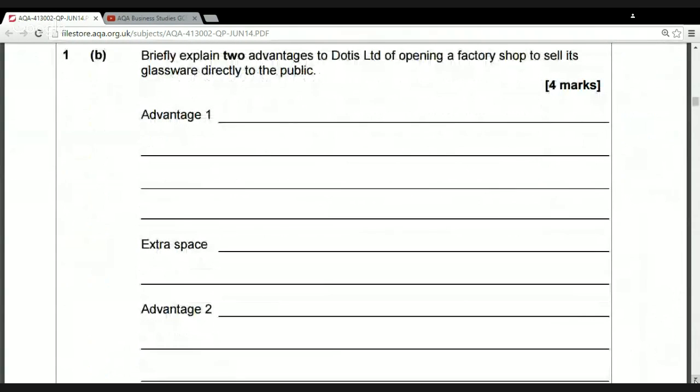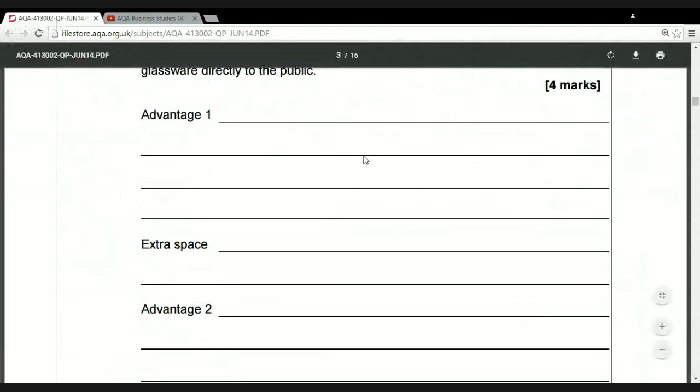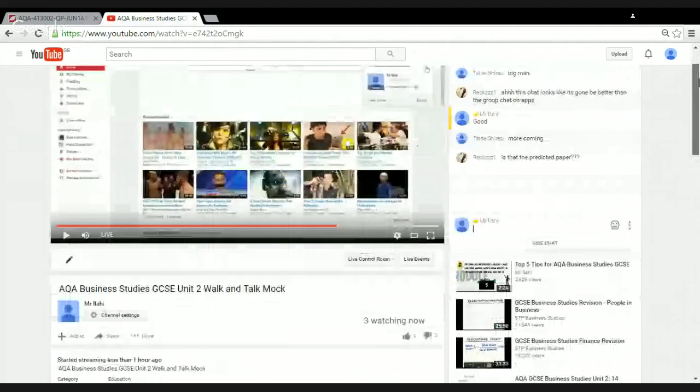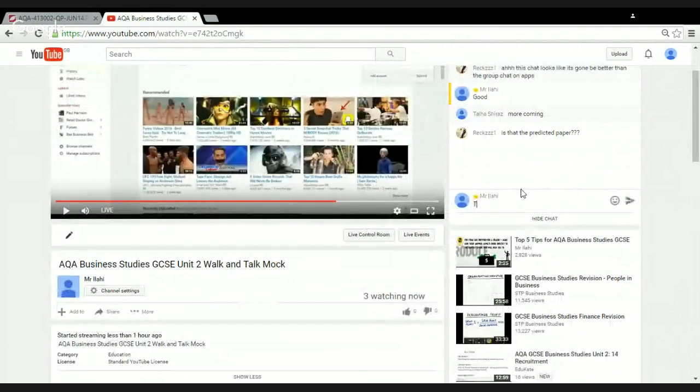The second question is: briefly explain 2 advantages of Dotis Limited opening a factory shop to sell its glassware directly to the public. Okay. This is basically why I picked the 2014 paper, because I think these questions would be similar to what's going to come up. Okay.